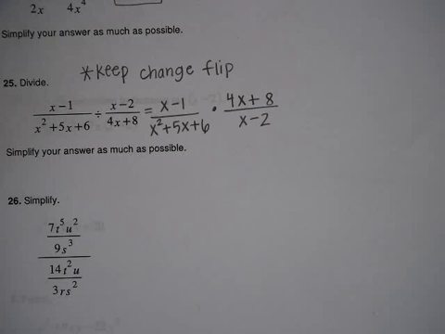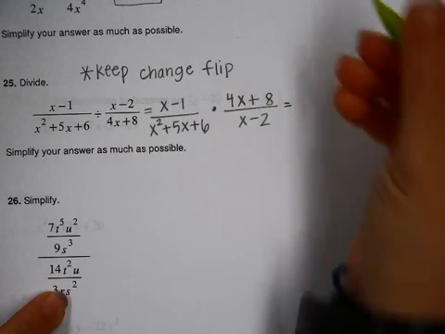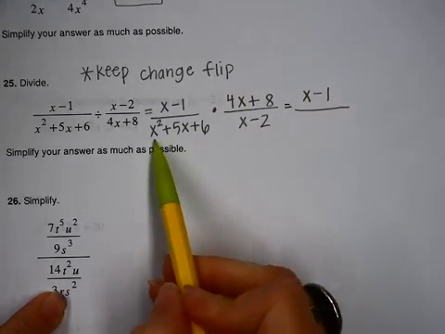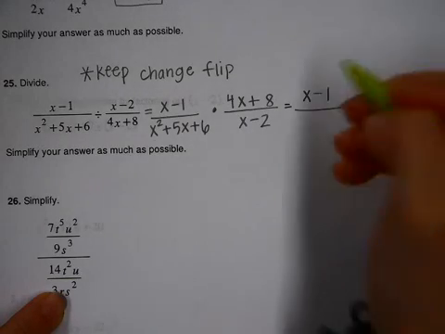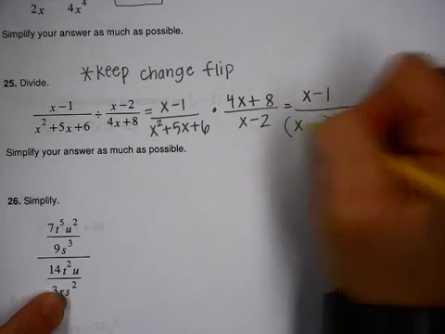Now this is going to work exactly like number 23, right? Not going to be any different. So after you keep, change, flip, you factor everything that can be factored and then cancel anything that can be canceled, and you're done. Okay? So x minus 1 cannot be factored anymore, so we're going to leave it. What about x squared plus 5x plus 6? That can be factored.